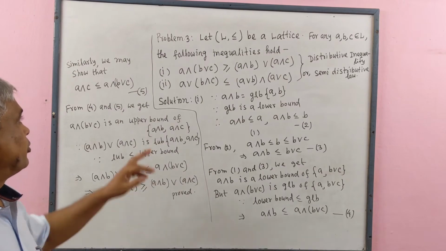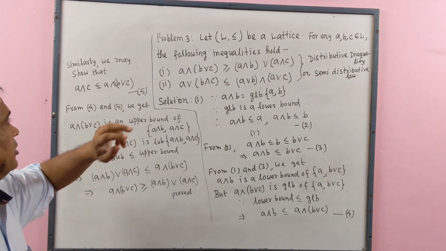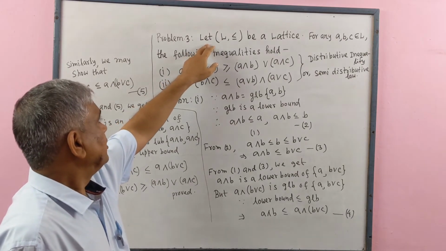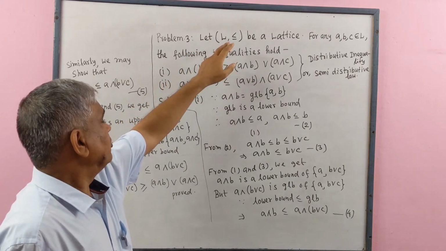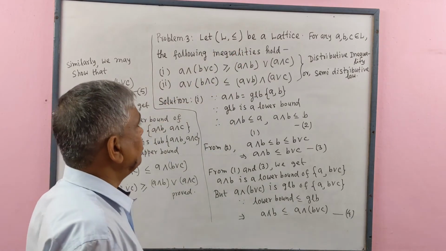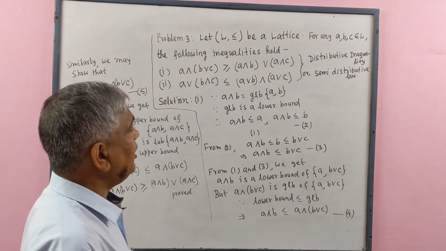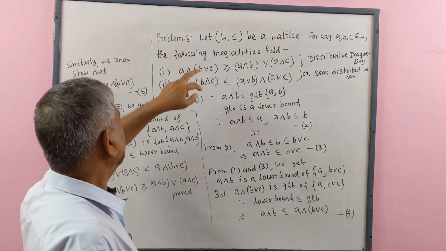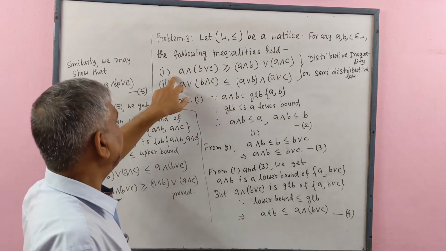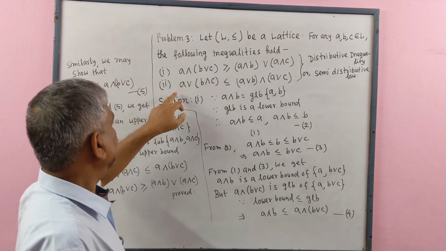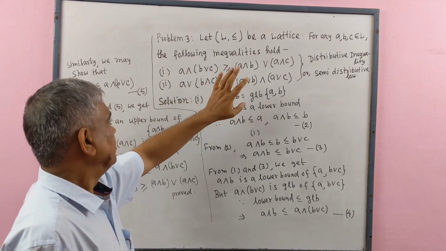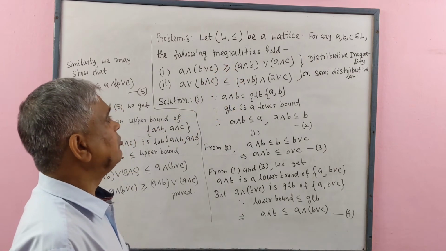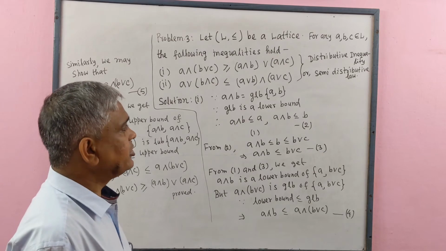Now we prove problem number 3, in which let L with partial order relation be a lattice. For any A, B, C belonging to L, the following inequalities hold. Number 1, this, and number 2, this. These inequalities are called the distributive inequality or semi-distributive law.